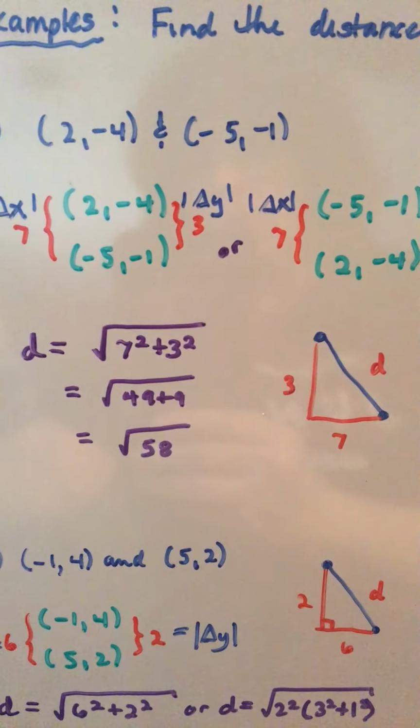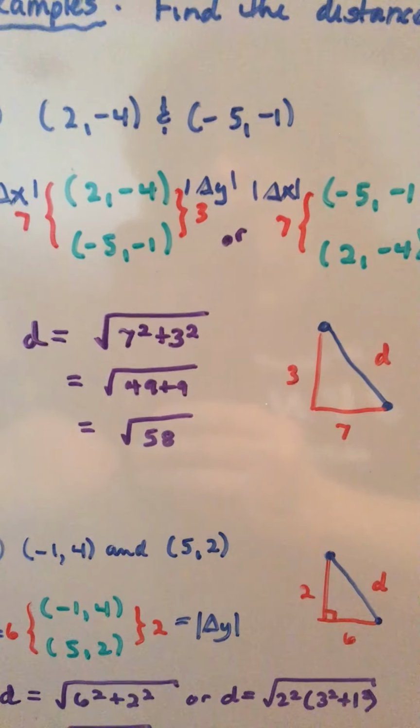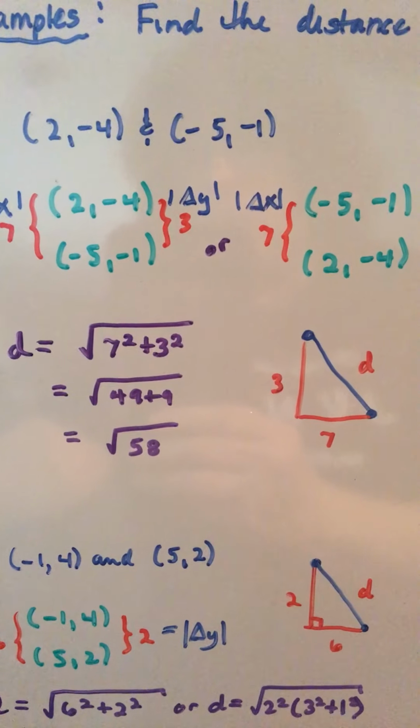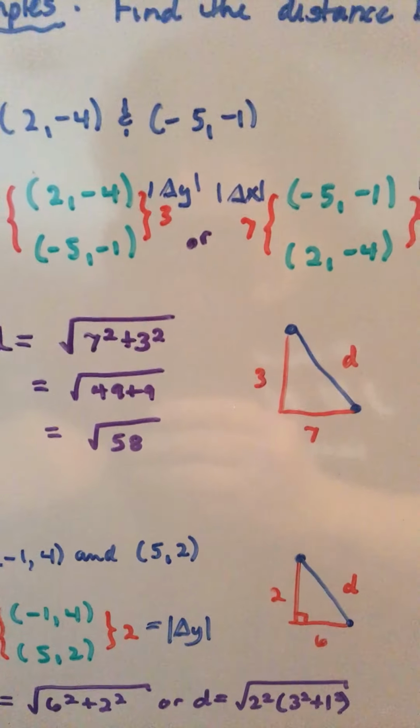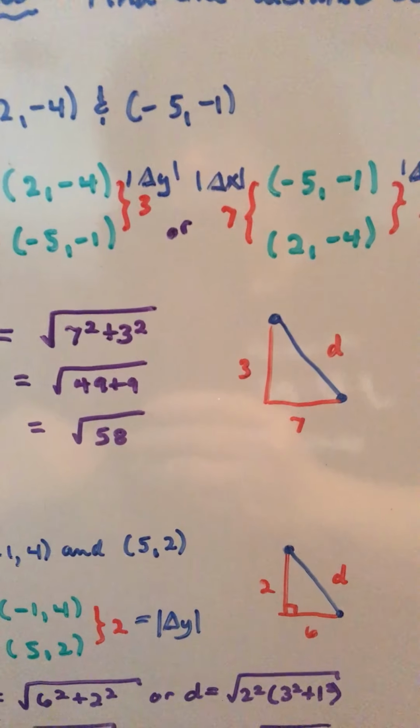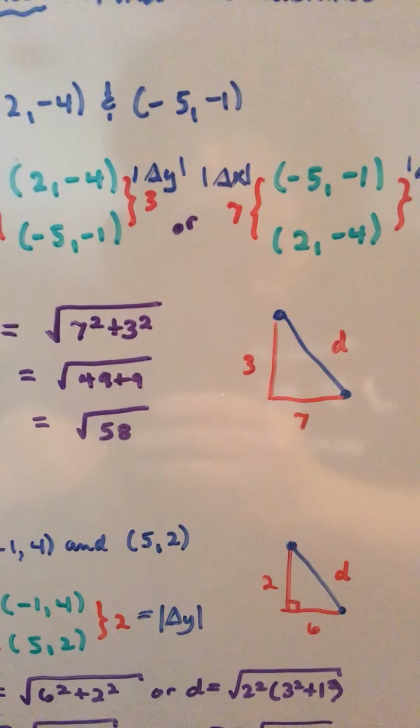Notice I drew the little triangle so you could put it in. Again, you can draw this triangle any way you want as long as you have 3 and 7. 3 will be the vertical distance, and 7 is the horizontal distance.